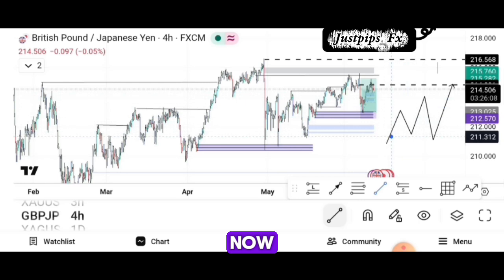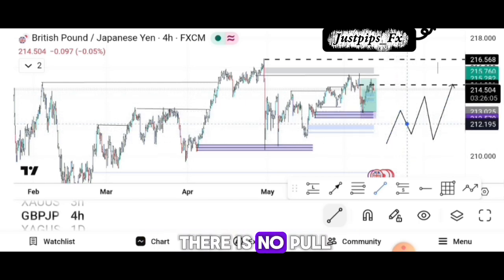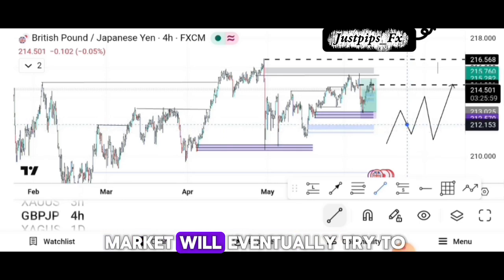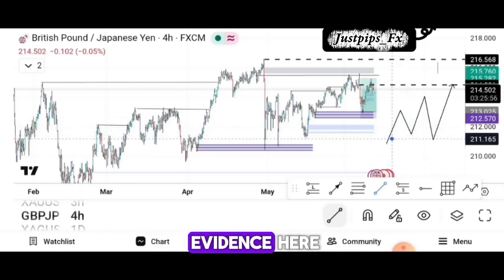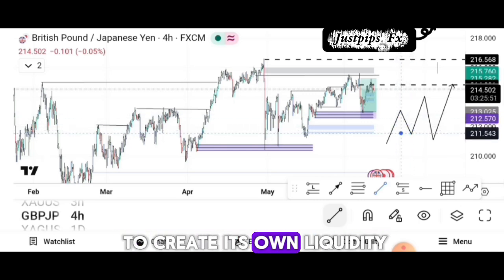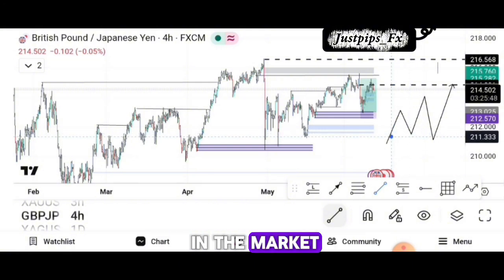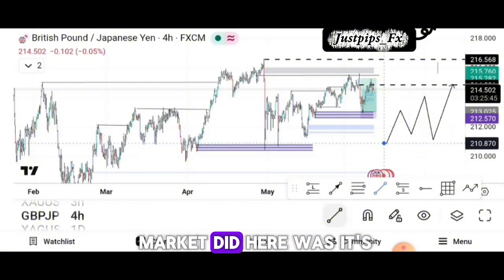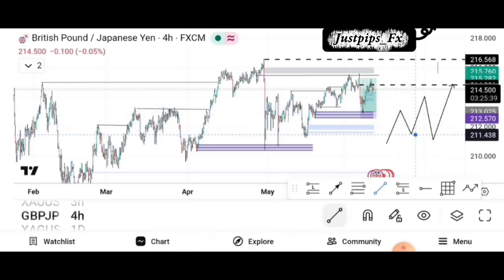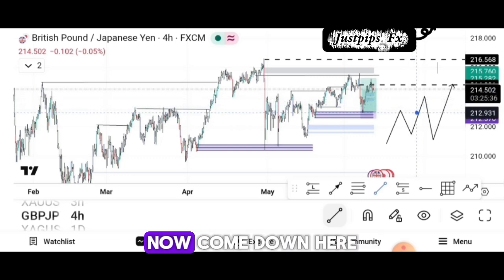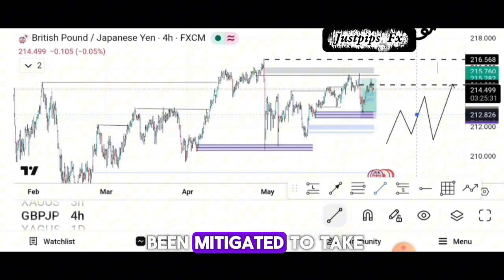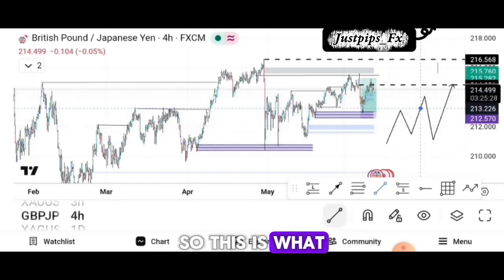market is going to go. Now, one thing you should understand is that if there is no pullback here and pullback here, and there is an FVG here, market will eventually try to create its own liquidity if there is no liquidity in the market. So basically what the market did here was it printed this pullback to mitigate the FVG, take out the previous high, now come down here, mitigate the order block that has not been mitigated to take out this high. So this is what we'll be looking at in the market.